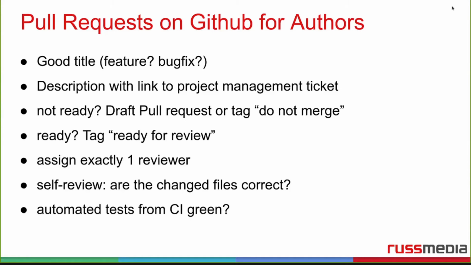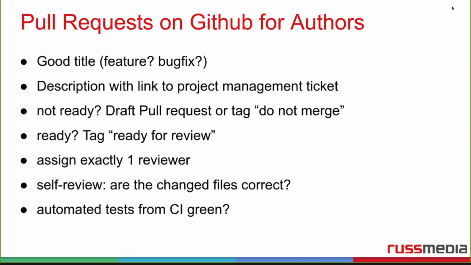A good trick for authors, the developers that write the pull request, is that they should do a self-review. So they push up the changes to the version control system, to GitHub. Then they can use the files changed tab, same as reviewers do, and do a self-review. Are the files that are there actually correct?